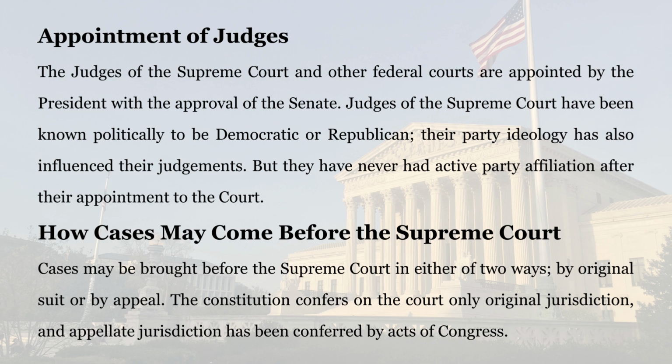How cases may come before the Supreme Court. Cases may be brought before the Supreme Court in either of 2 ways: by original suit or by appeal. The Constitution confers on the court only original jurisdiction, and appellate jurisdiction has been conferred by acts of Congress.